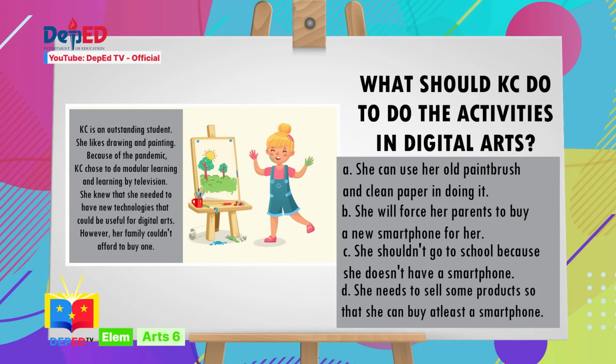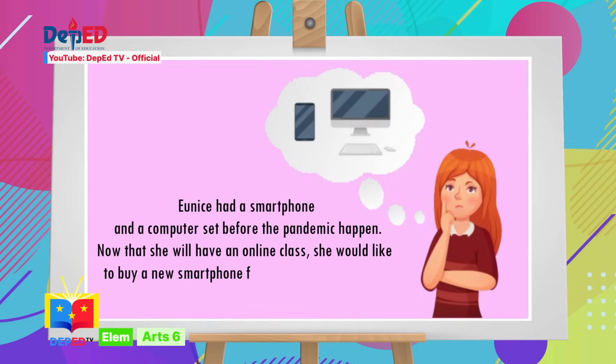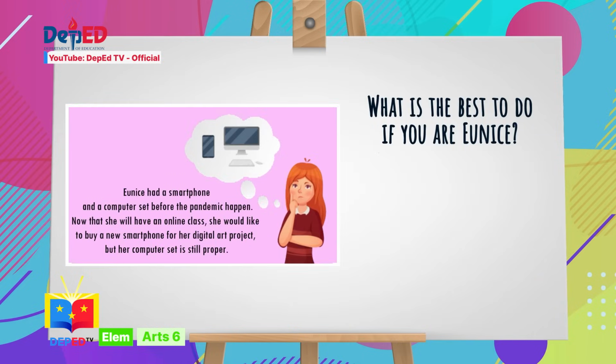Time is up! If your answer is letter A, she can use her old paintbrush and clean paper in doing it, you are correct. Eunice had a smartphone and a computer set before the pandemic happened. Now that she will have an online class, she would like to buy a new smartphone for her digital art project. But her computer set is still proper. What is the best to do if you are Eunice?